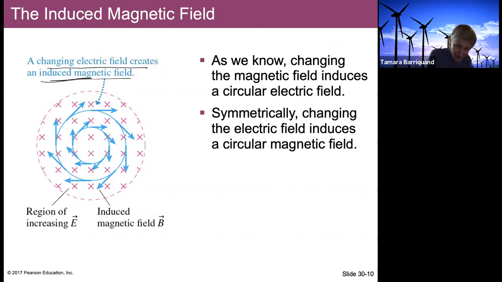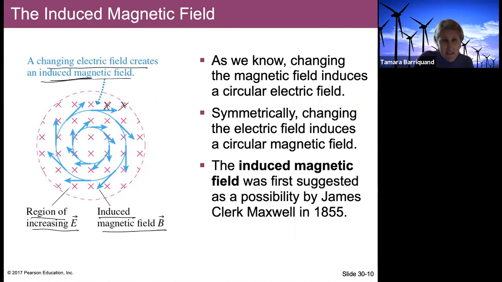So now we have a changing electric field. In this case, we're indicating that it is pointing into the screen. It's our region of increasing electric field, and we end up with an induced magnetic field that is now a circular magnetic field. And this idea of the induced magnetic field was first suggested as a possibility by James Clerk Maxwell in 1855.